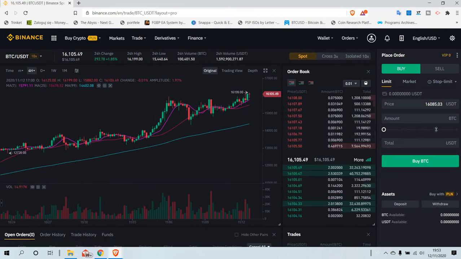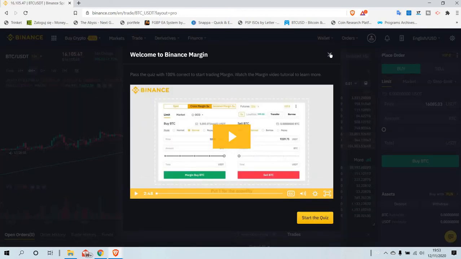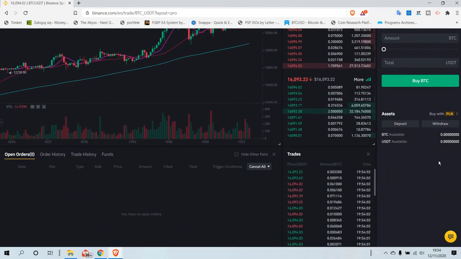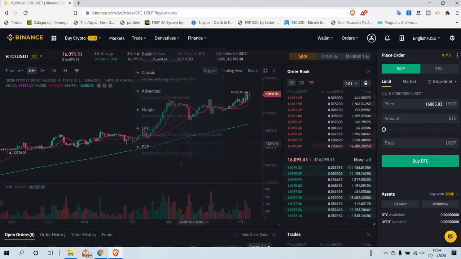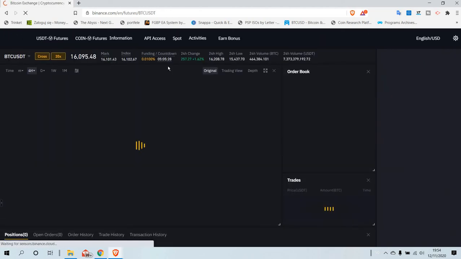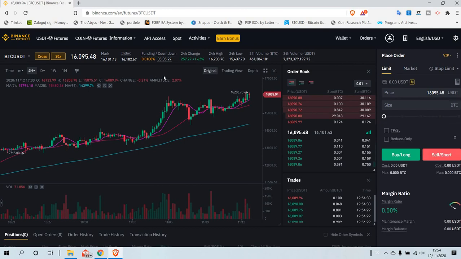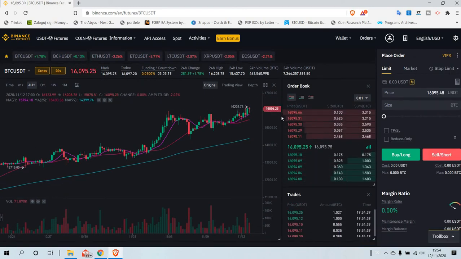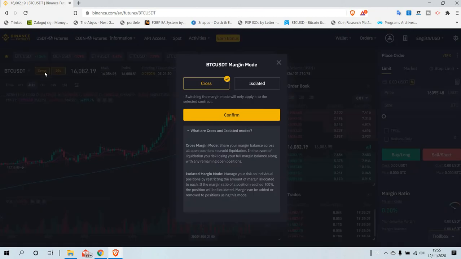In advanced it's almost the same, just this panel is on the right side. What are the changes in here? No, I don't see anything. And for example, when we go to futures, futures looks almost the same, just one difference is that we can set up the leverage. Leverage options are in here.